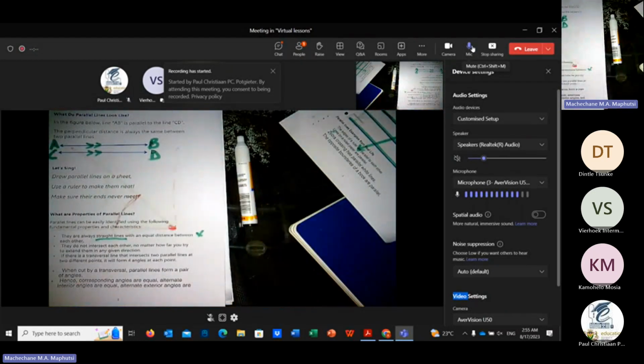So when you move around town or around the suburbs that you are living in, make sure that you check everywhere, and everywhere there is mathematics, you're going to pass across parallel lines.